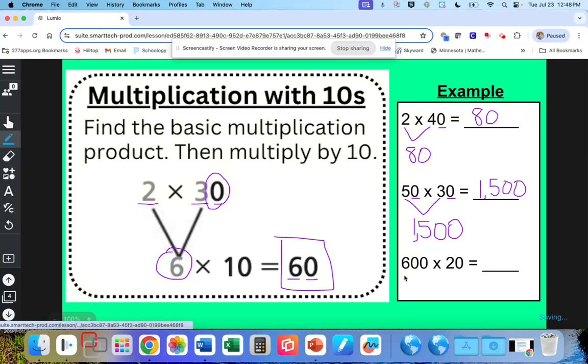Again, the next problem has multiple zeros in the front and back, so we're going to forget about those. 6 times 2 is 12. And how many zeros did we forget about? We got 2 in the front, 1 in the back, so that would be a total of 3 zeros we're going to add in. And then we put our comma in: ones, tens, hundreds, comma, thousands. So in this case, we get an answer of 12,000.